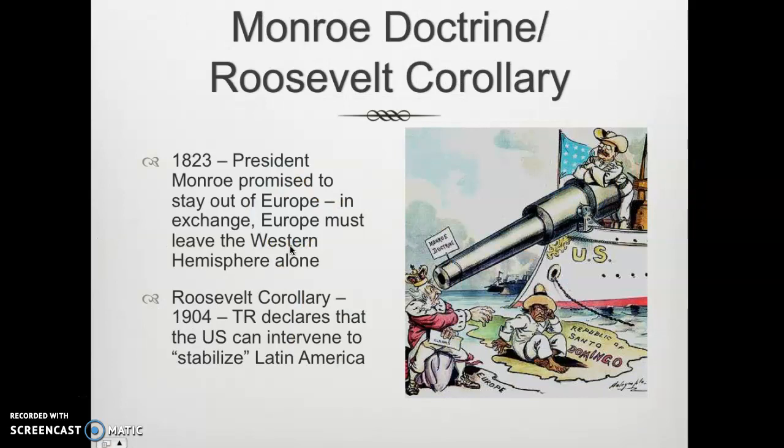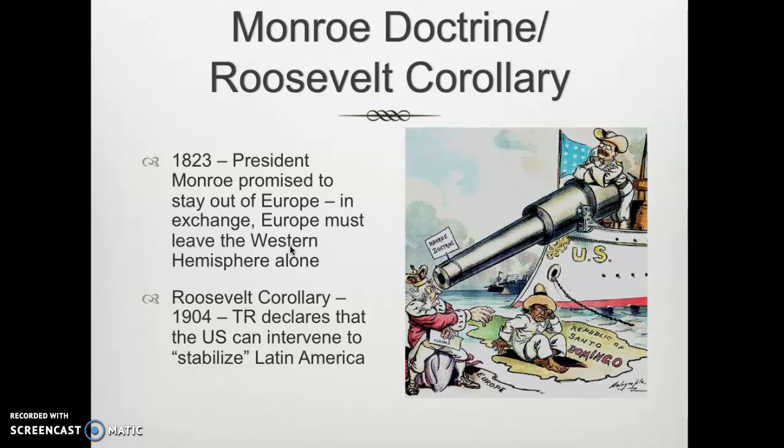One of the key pieces of legislation at this time, well, it wasn't exactly a law, but it was an executive directive that basically President Monroe in 1823 issued to Europe. The Monroe Doctrine told Europe to stay out of Latin America, that the United States was going to protect the Western Hemisphere, and in exchange, America would stay out of European conflicts and affairs.